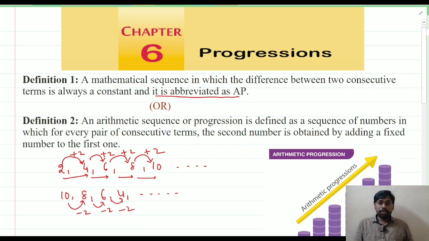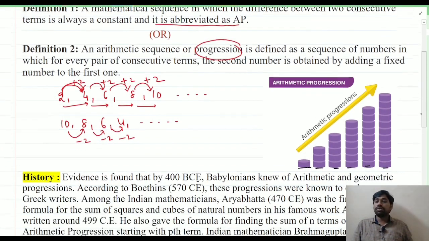An arithmetic progression is defined as a sequence of numbers in which, for every pair of consecutive terms, the second number is obtained by adding a fixed number to the first, or by taking a difference. In both ways we can say whether the given set of numbers is in progression or not.